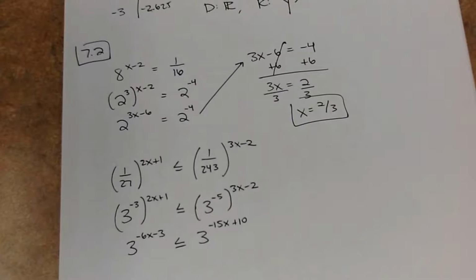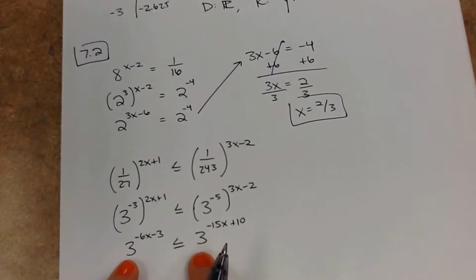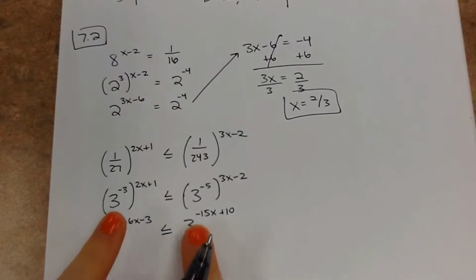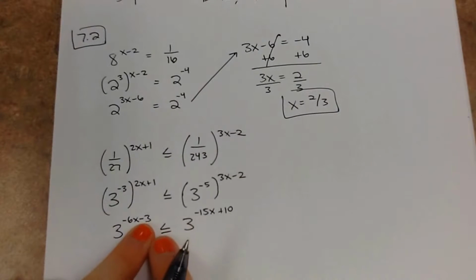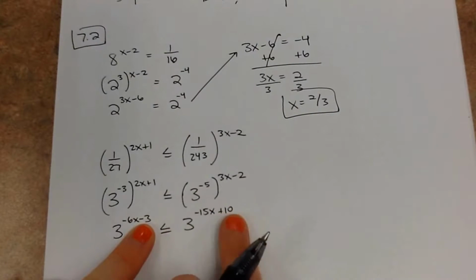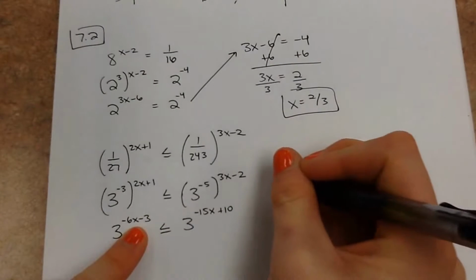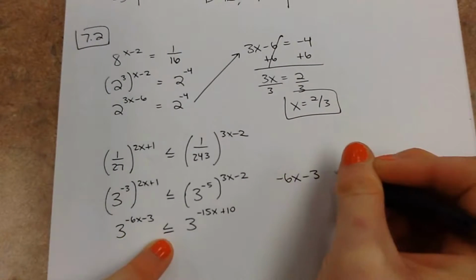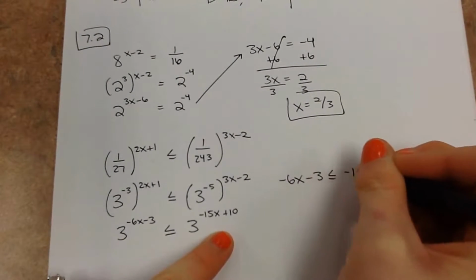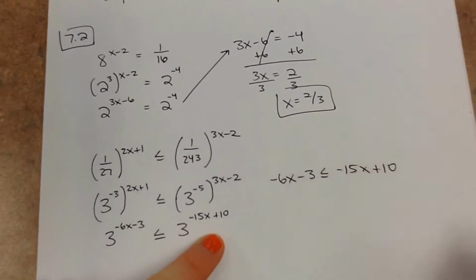Now, my setup is basically the same. I have another property, this is a property of inequality though, that tells me if these two are the same base, I could just set this power, whatever the inequality is, compared to this power. So I just take this power right here and set it less than or equal to negative 15x plus 10.